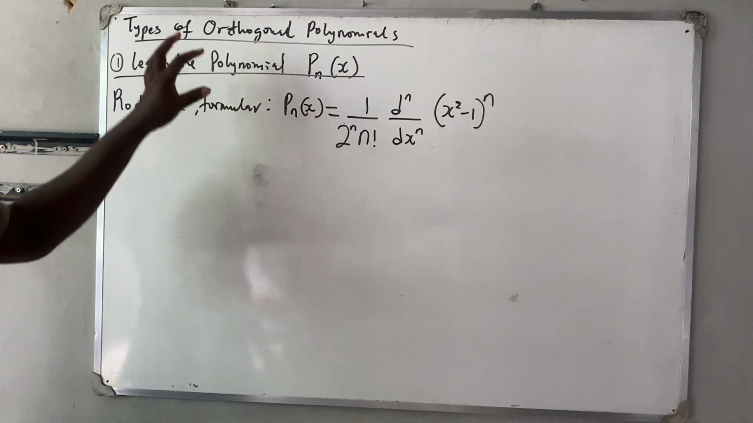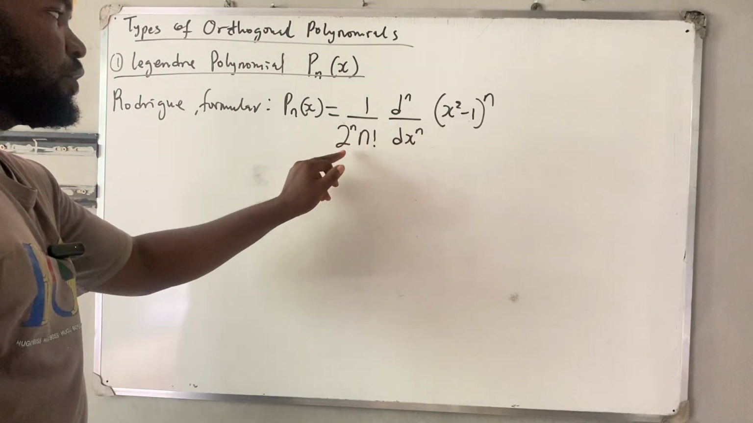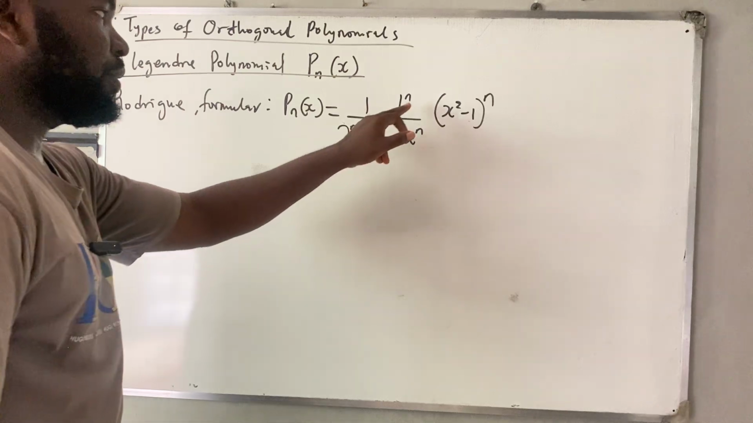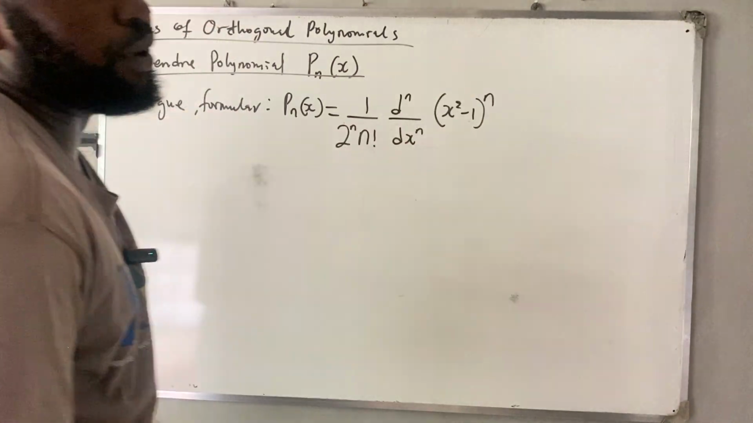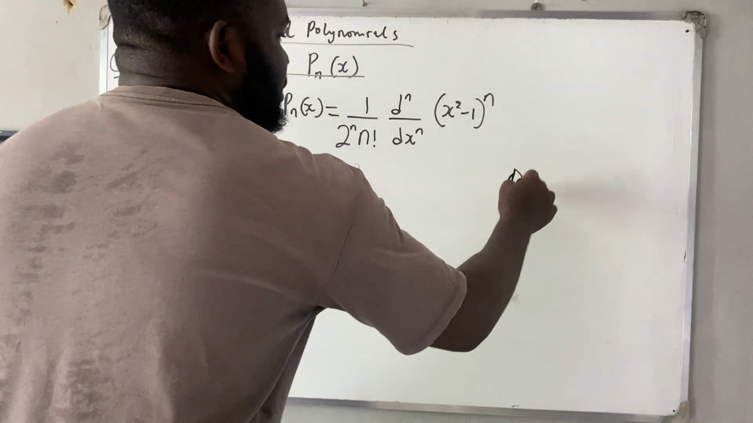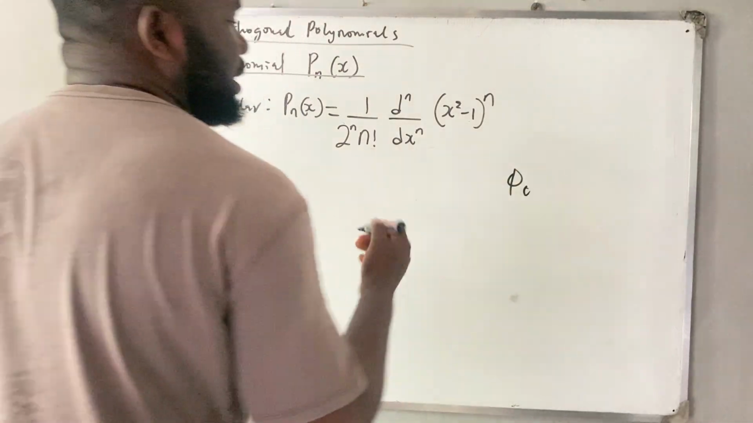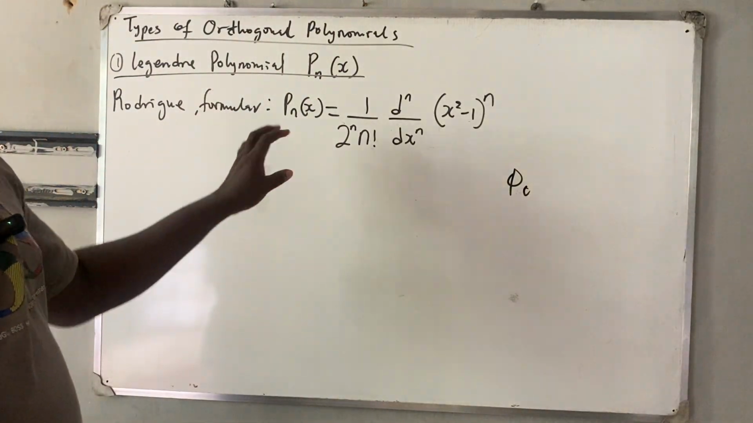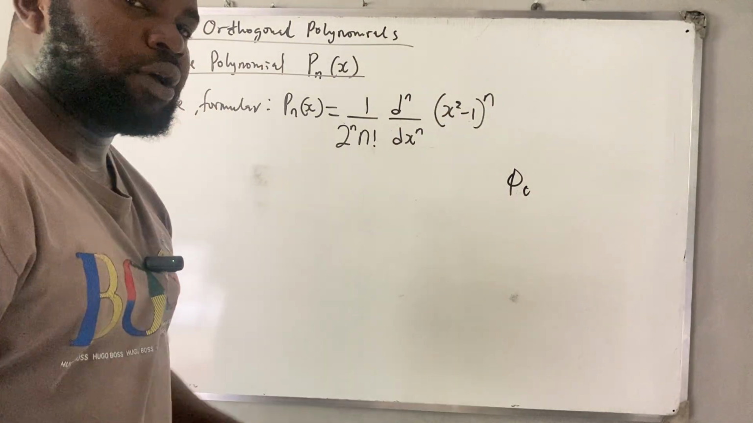The Legendre formula for Legendre polynomials is given as Pn of x is equal to 1 over 2 raised to power n, n factorial, d^n over dx^n of (x squared minus 1) raised to power n. What does it mean? This means that all this phi n, we are getting phi 1 or phi n. So for Legendre, this is the formula that will help us to get phi 1, phi 2, phi 3.